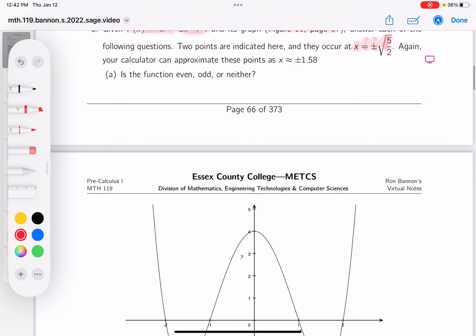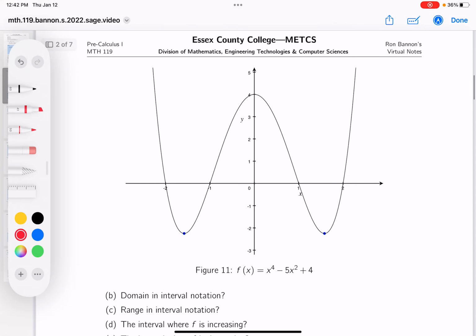So what I want to do is just look at the picture first. Again, it says figure 11. We're looking at that now. I just want to write down what they said these points were here. Right, so this is an indicated point, and that point over there would be the root of 5/2. This point over here is minus the root of 5/2. I want to compute that though, and I hope you realize looking at it that it's symmetric.